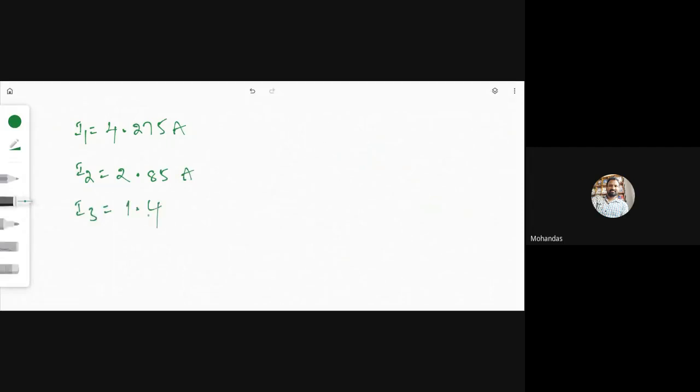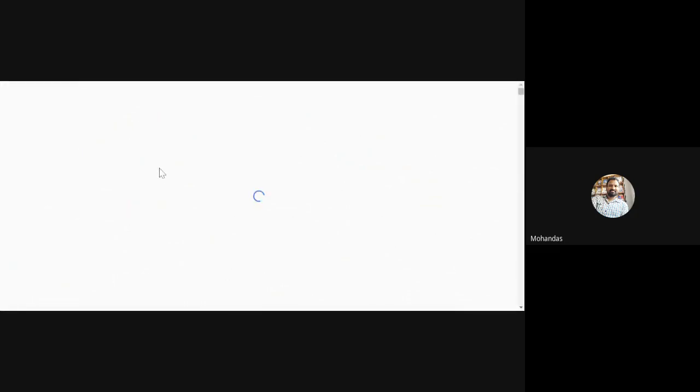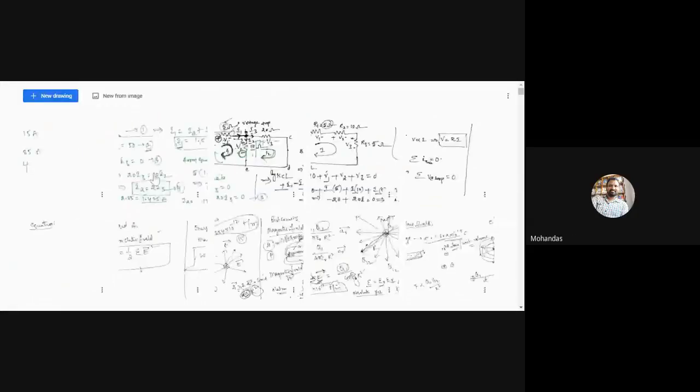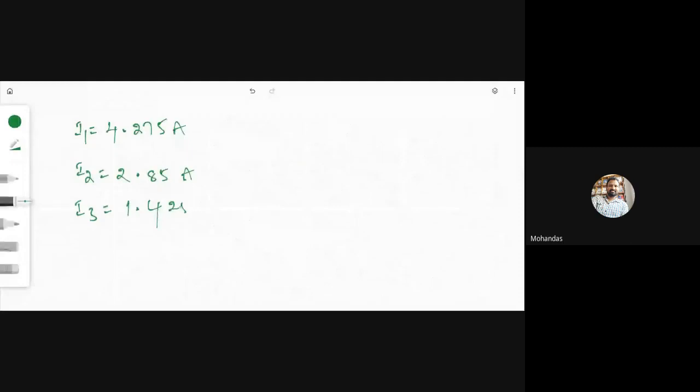1.425. Yes, sir, 1.425. So after getting these currents, in the given circuit, this is V1, this is V2, and this is V3.